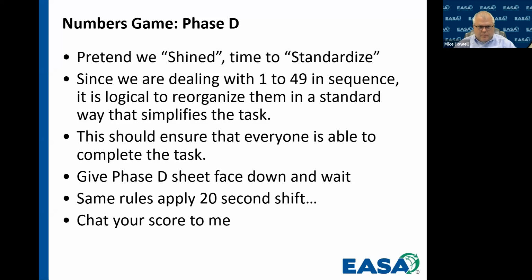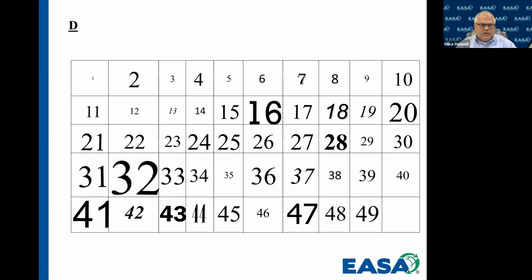So we're going to pretend that in this standardized phase, that's what we've done. You can give that phase D sheet face down to the participant. The same rules are going to apply. So again, you're going to strike out the numbers from 1 to 49 in that order. So here's the look of our workspace now, and you can begin.